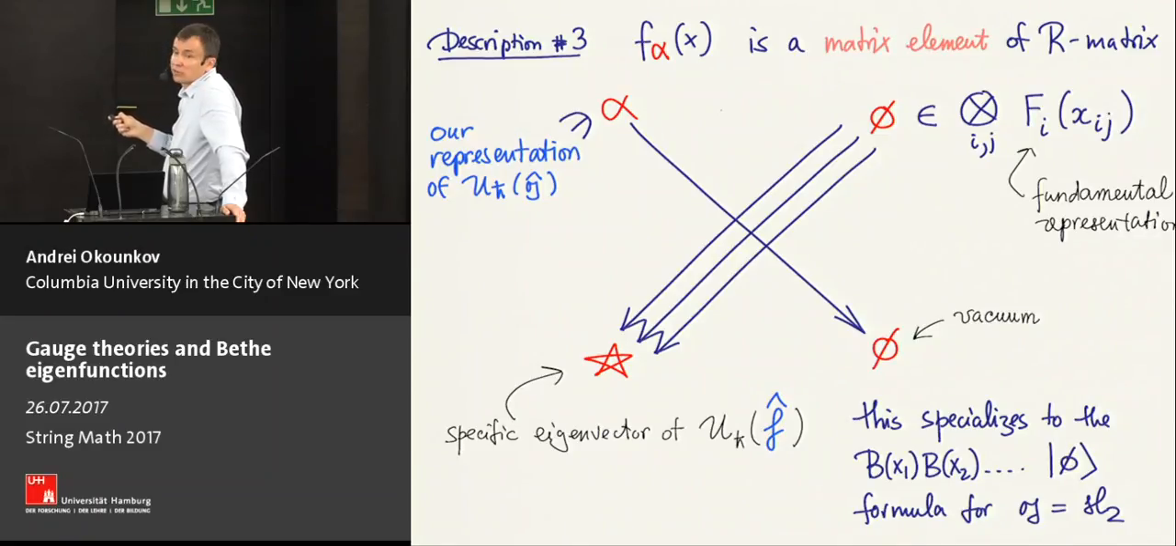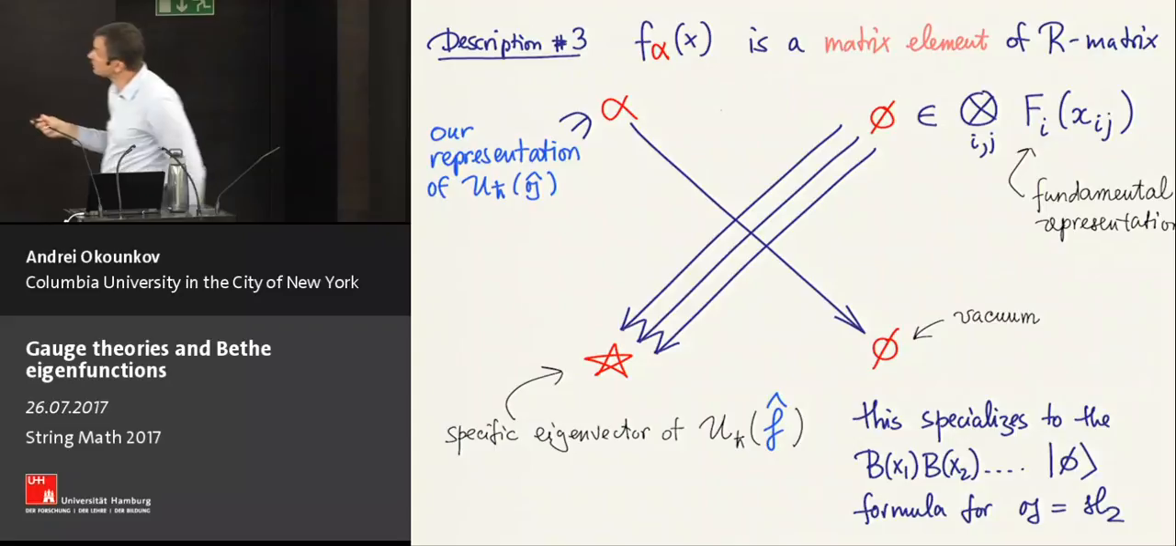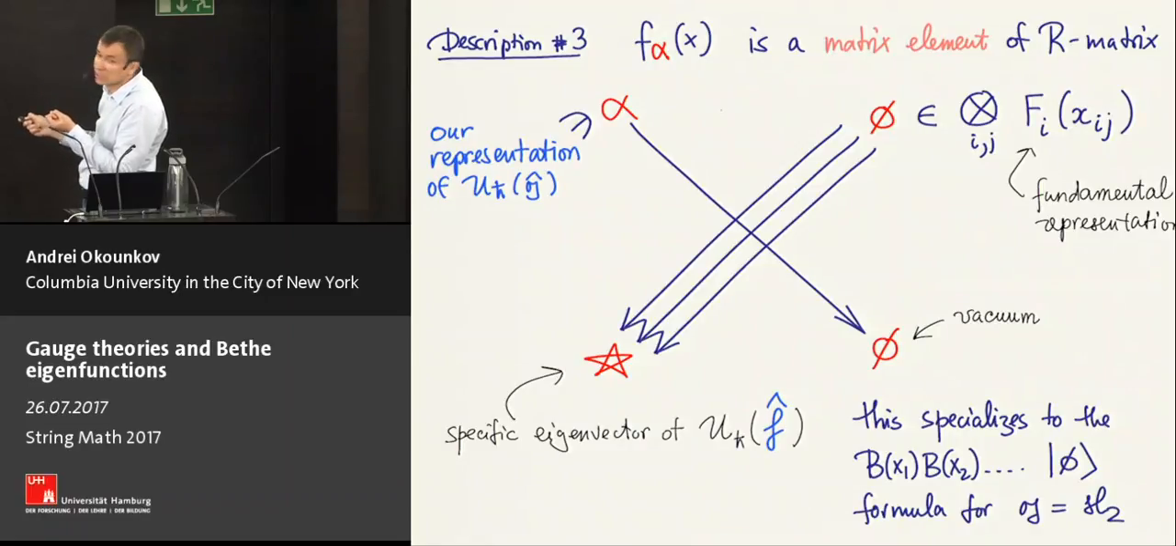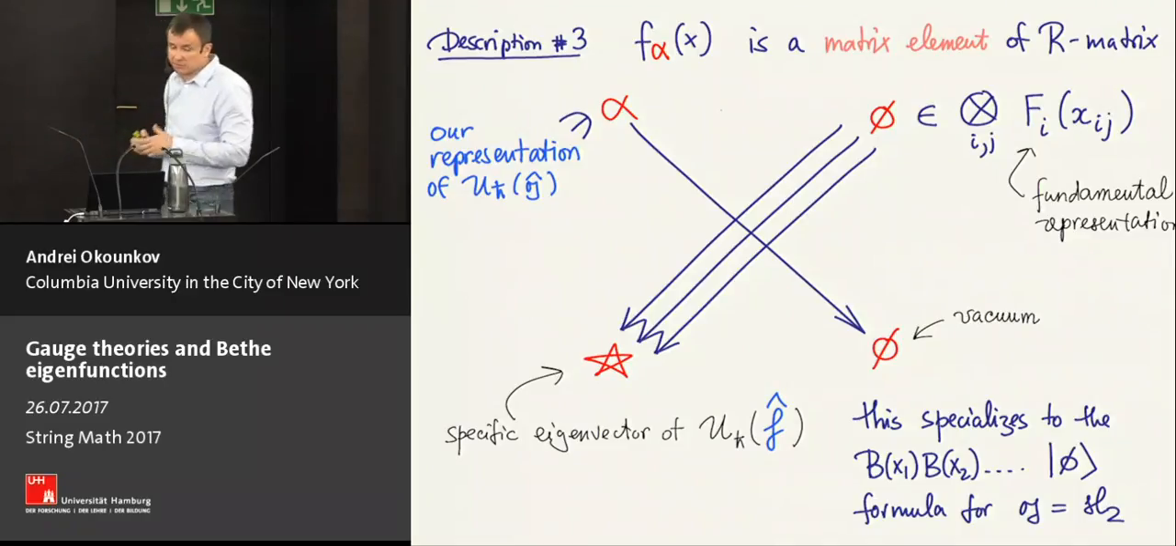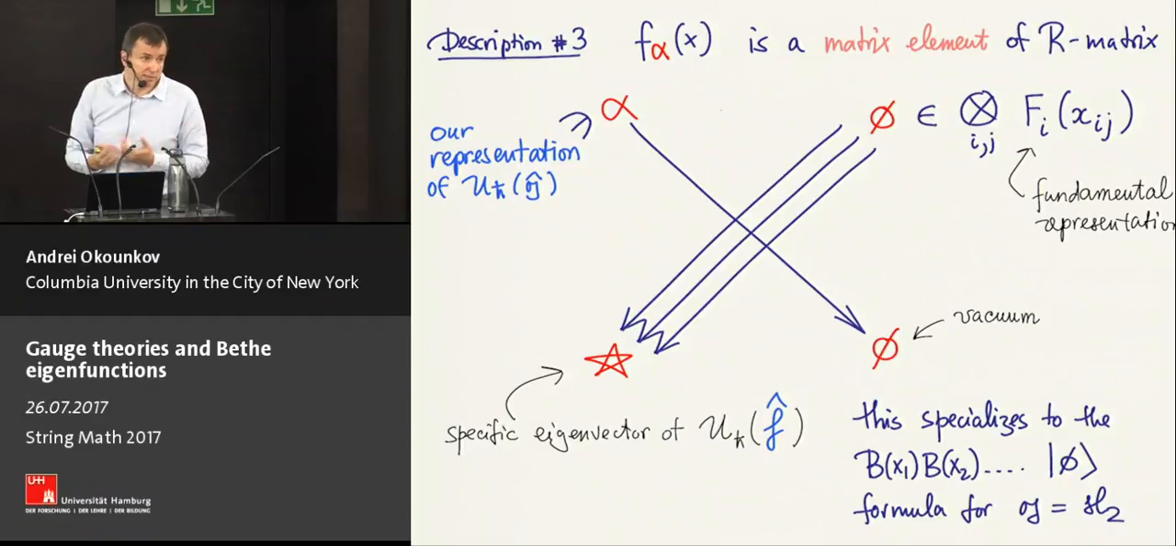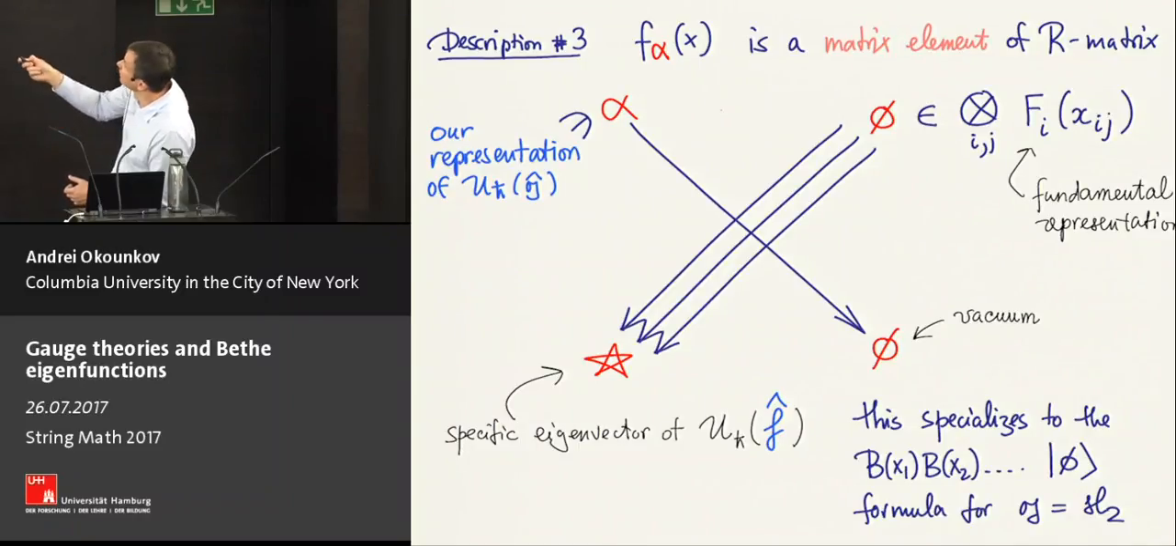On this side is the vacuum, and on this side is the only new thing. Here you take a specific eigenvector of loops into Cartan. Loops into Cartan is a commutative subalgebra inside of my quantum group. This can be diagonalized; there are formulas for how to do it. You can take a specific eigenvector here, and if you take that braiding, this matrix element of the R matrix takes your element alpha to a function. And that function is the off-shell Bethe eigenfunction.